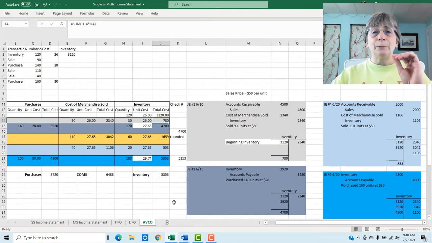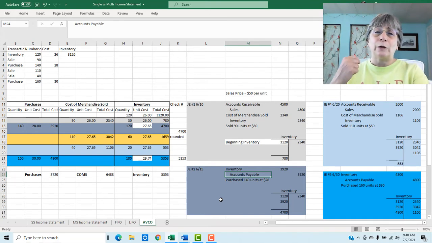The only time you're updating your average cost is when you purchase more units, which we're about to do. So we are buying 140 units. These are coming in at $28 for a total cost of $3,920. On the journal entry side, we are recording this as a debit to inventory. We're increasing our inventory, and we're increasing our accounts payable with a credit of $3,920. We have a liability now that we owe, so we've increased our liability account.